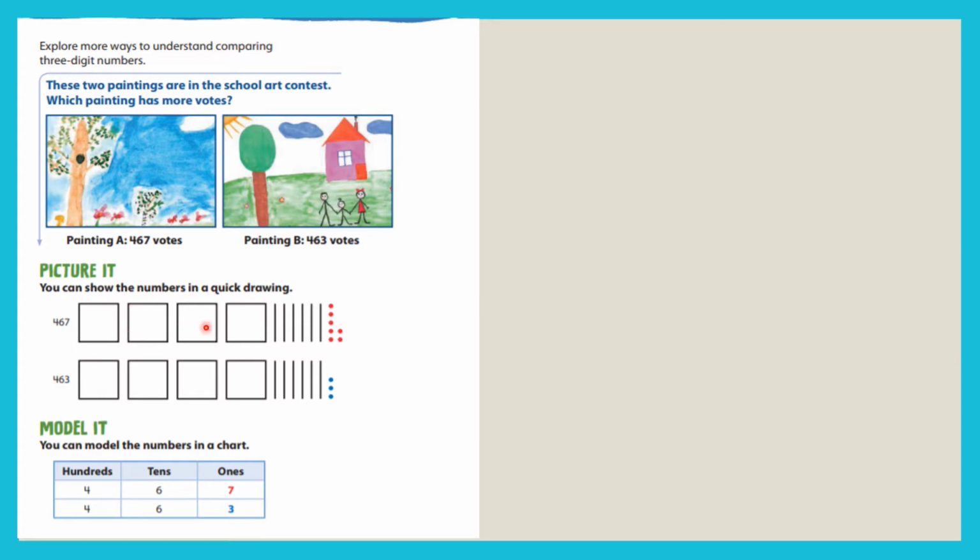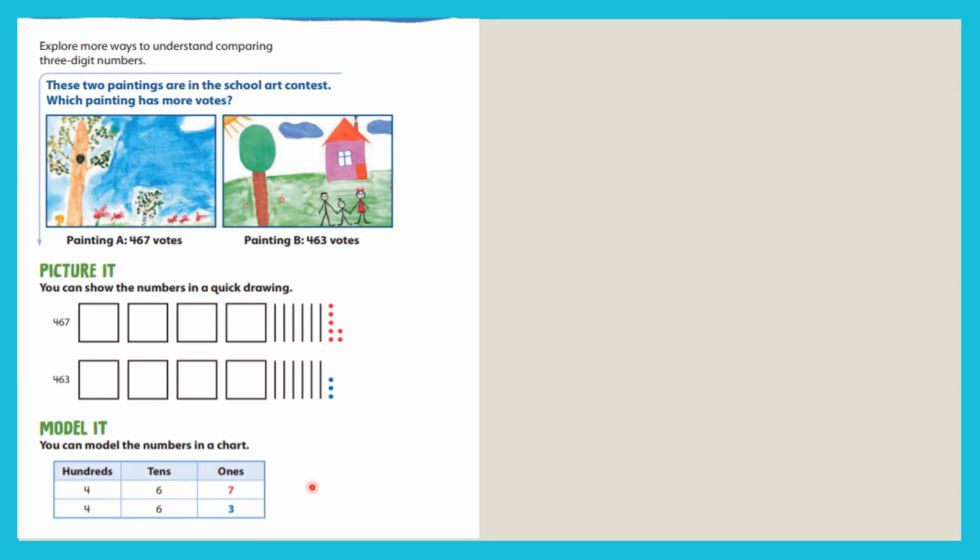467 has 4 hundreds, 6 tens, and 7 ones. 463 has 4 hundreds, 6 tens, and 3 ones. If you look at the base 10 model, you can see that 7 ones is more than 3 ones. So 467 is greater than 463, so painting A got the most votes.